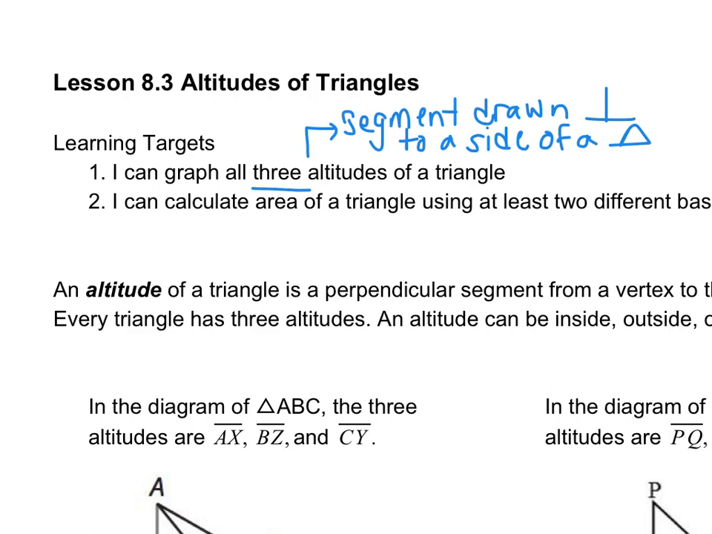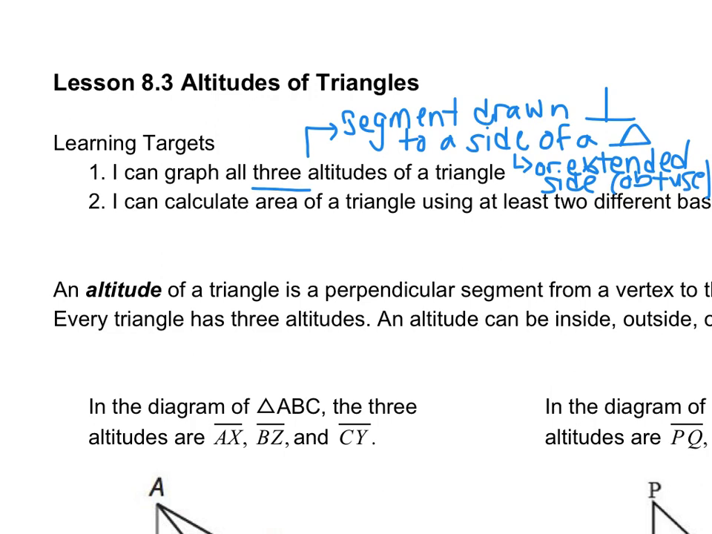I do want to expand a little bit though on this idea of a side, because it could be a side or it could be an extended side. And that will be the case, as you will see, whenever we are dealing with an obtuse triangle, a triangle that has a big obtuse angle. When that happens, we're going to be able to draw altitudes only if we are extending those sides. So keep that in mind.